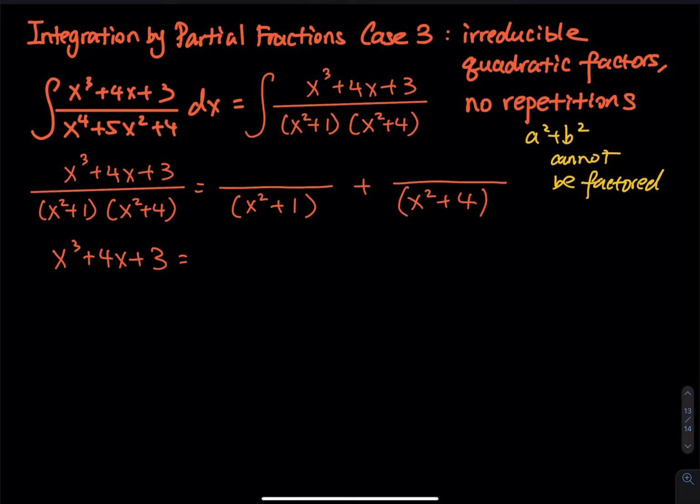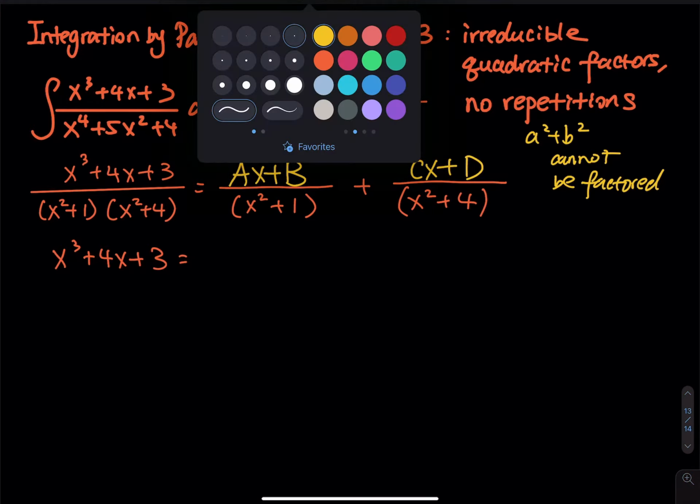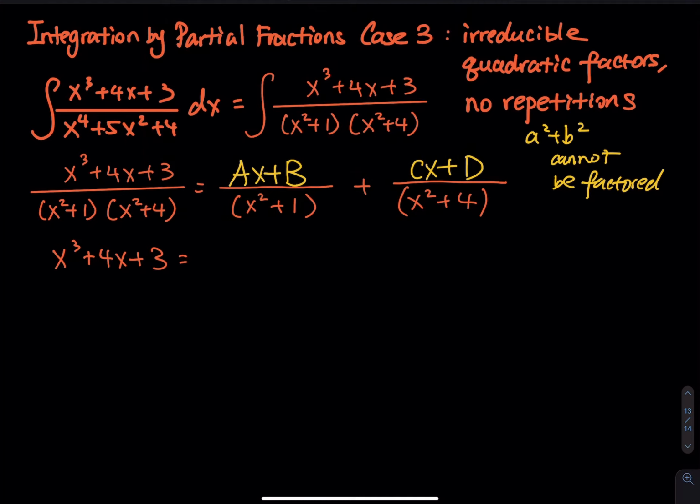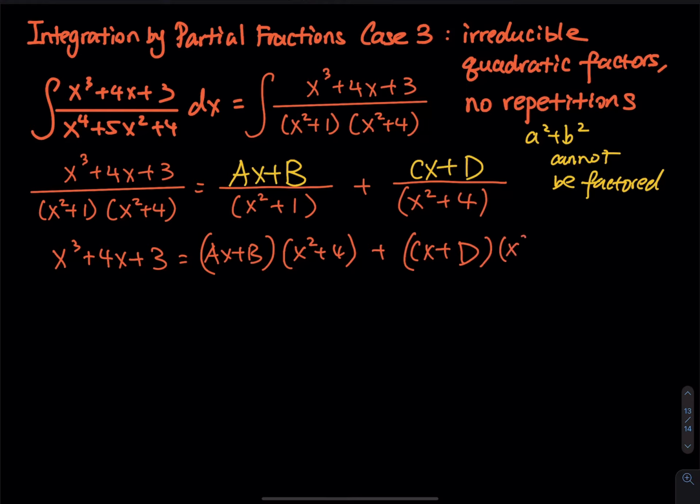So how do you deal with this? For the irreducible quadratic factors, we have to use two letters for each quadratic factor. So the first one, I will use ax plus b, and then for the second one, I will use cx plus d. And then the next step is you jump into the common denominator. For the first factor, I am looking for another x squared plus 4. So you have ax plus b times x squared plus 4. And then for the cx plus d, you will need an x squared plus 1.